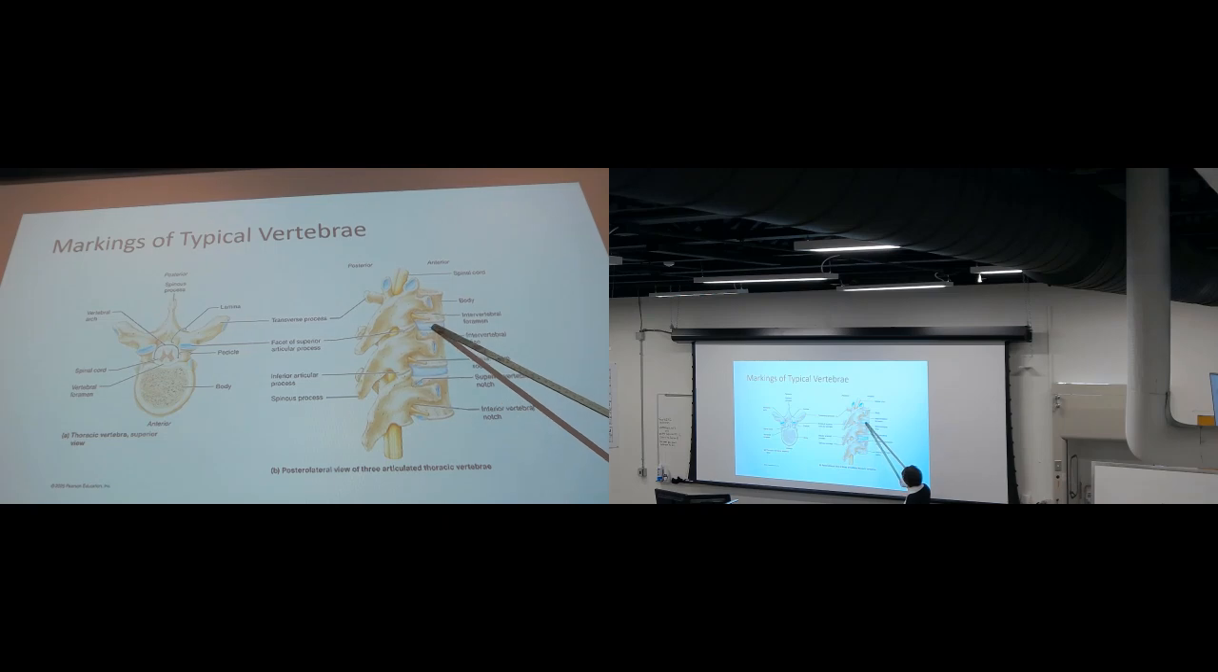And in between the bodies, we have the intervertebral discs. And this space, which is called the inferior vertebral notch, together with the infra-adjacent vertebra, basically the vertebra below, forms the intervertebral foramen that allows the exit of the spinal nerve roots.